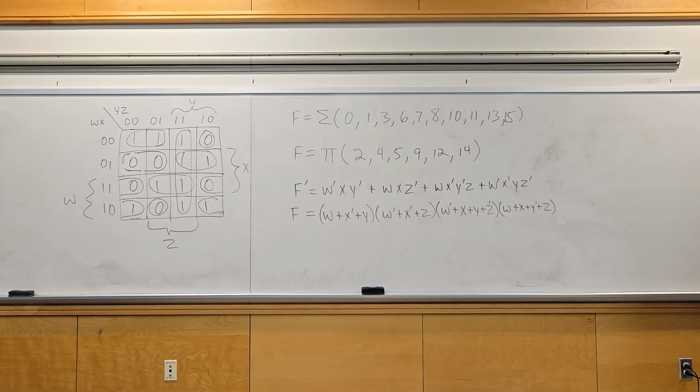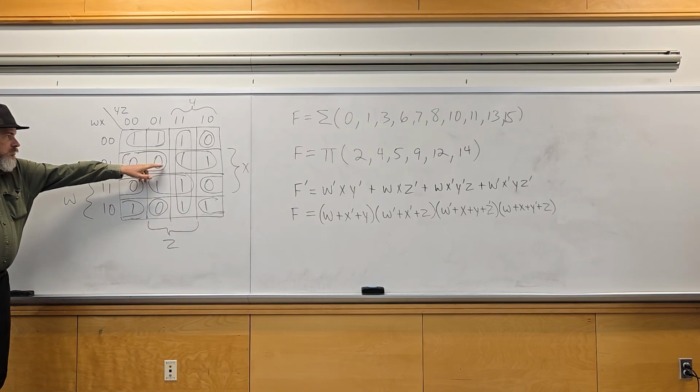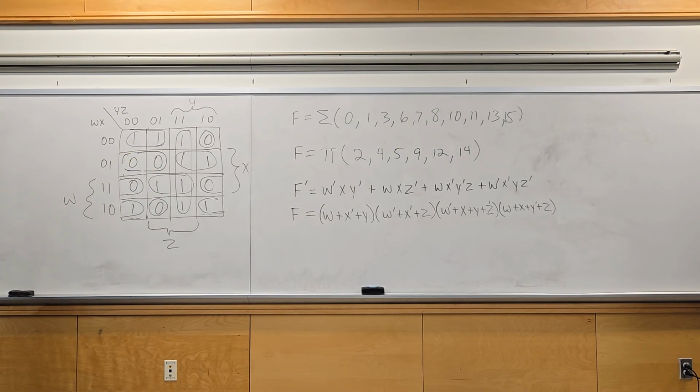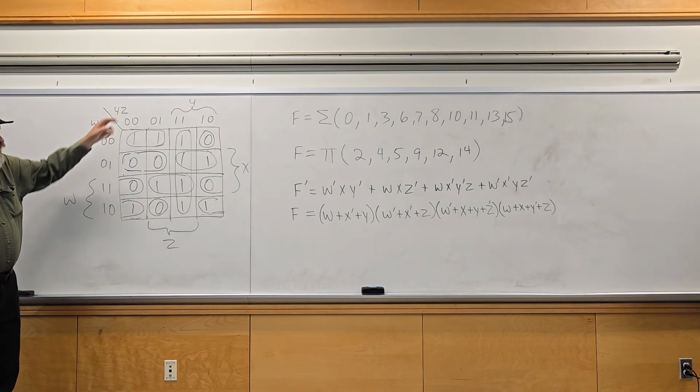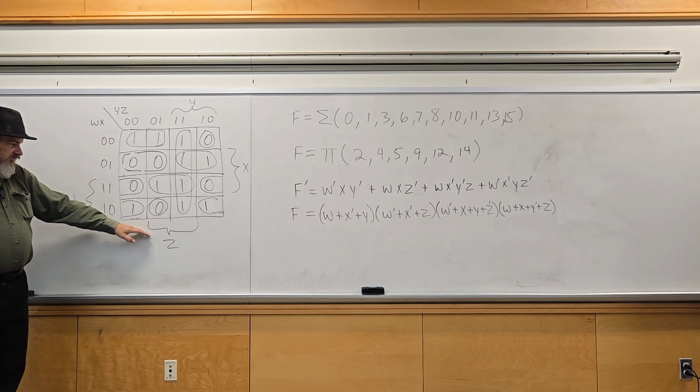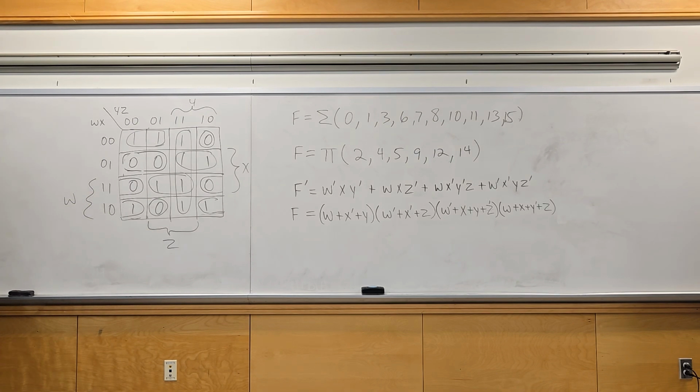These two right here? Okay. W prime, X, Y prime. Yes, you exclude the Z because it doesn't matter whether Z is Z prime or Z. It wouldn't be included in that term. You have to include all four. Yeah, it has to have all four.